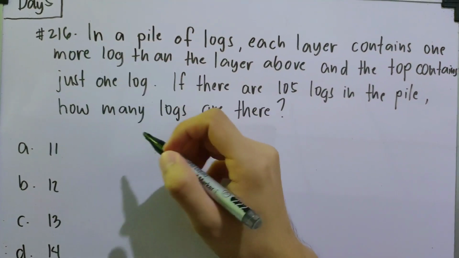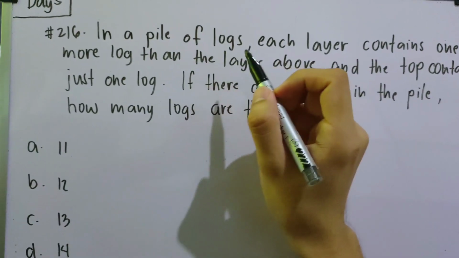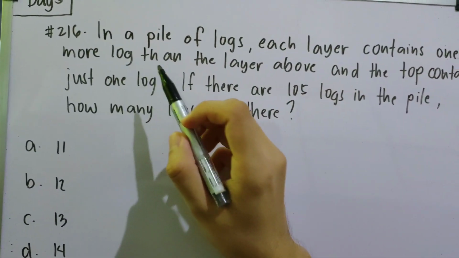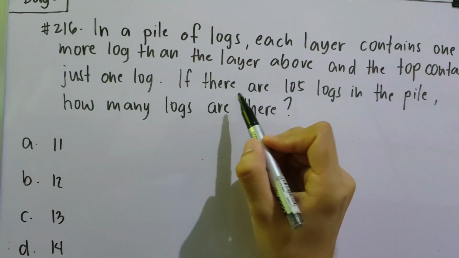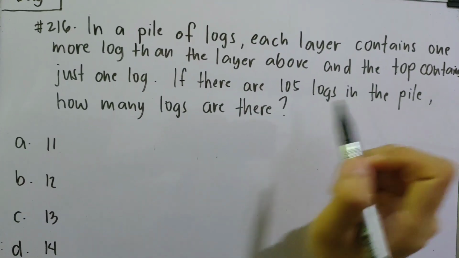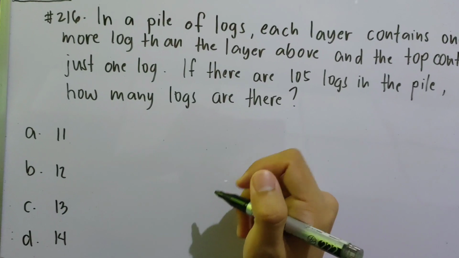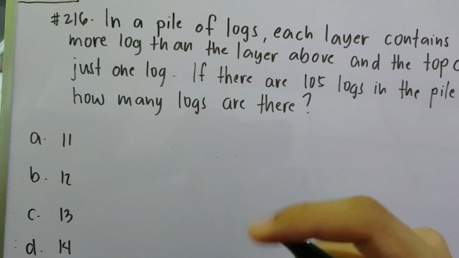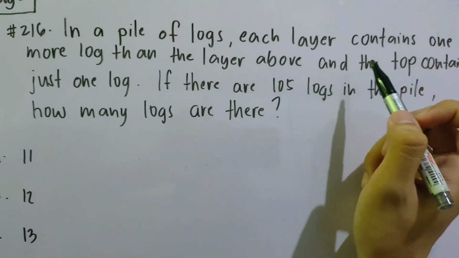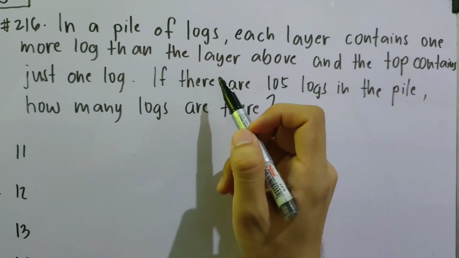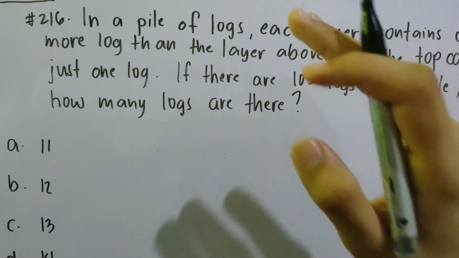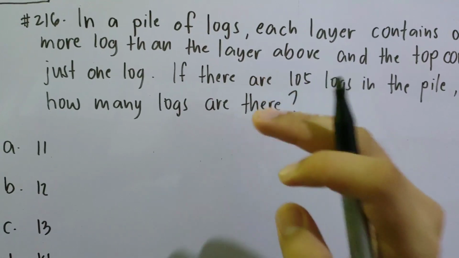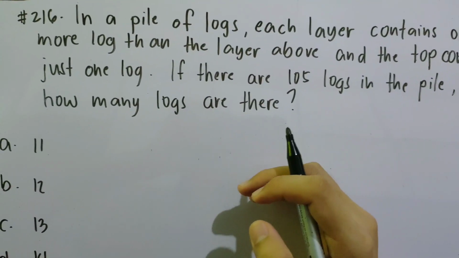Number 216. In a pile of logs, each layer contains one more log than the layer above, and the top contains just one log. If there are 105 logs in the pile, how many logs are there? So itong problem na to ay isang example ng arithmetic series na problem. Each layer contains one more log than the layer above. So ibig sabihin, habang bumababa yung pile or habang bumababa yung layer, tumataas siya ng isang log per layer.